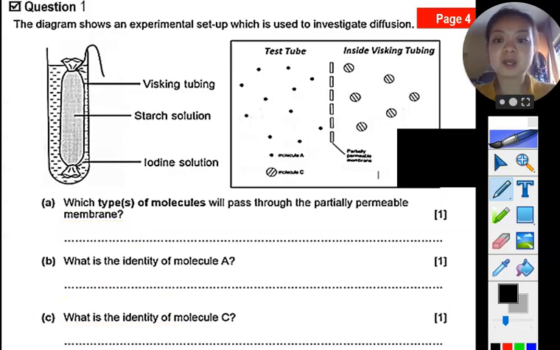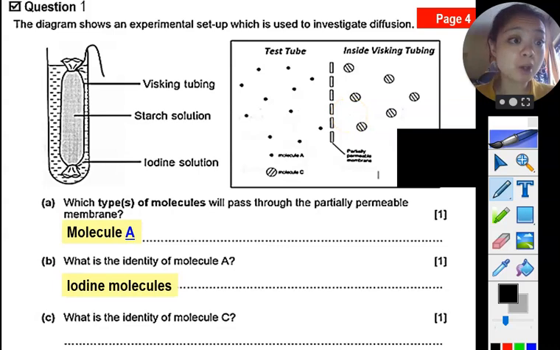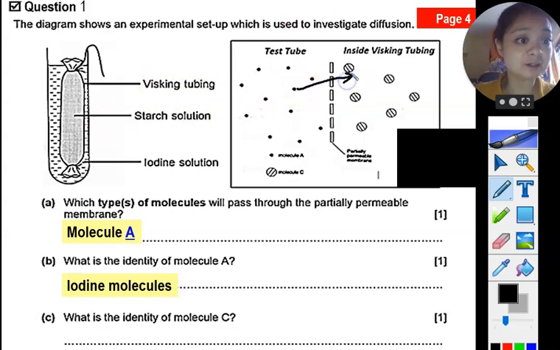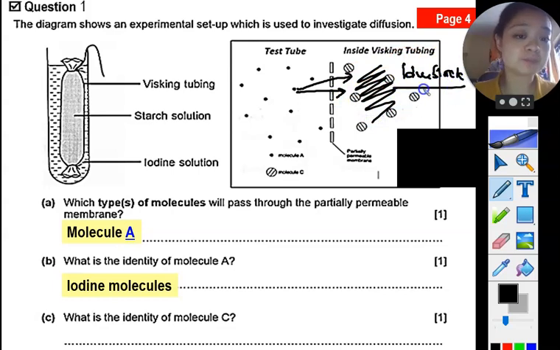So I ask you, what type of molecule will pass through the partially permeable membrane? Will it be molecule A or molecule C? Molecule A, which is your iodine molecules, they are small enough to pass through. And because they are small enough to pass through, only your iodine will enter. And when your iodine enters, inside here, which has starch, will turn blue-black, because iodine is now reacting with starch. But did your starch molecule move out? It didn't move out, right? And if it didn't move out, outside has got no starch. And if there is no starch, iodine will remain yellow-brown.